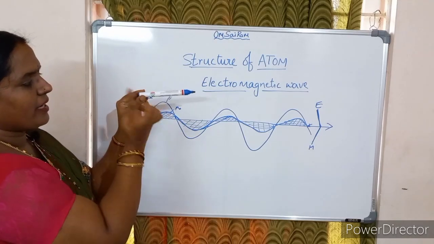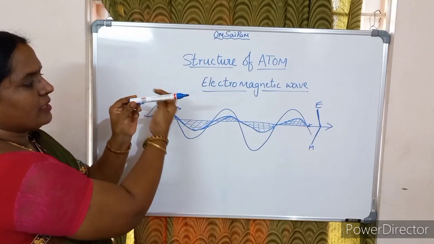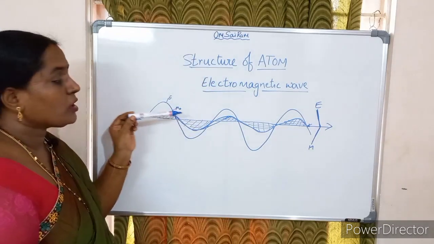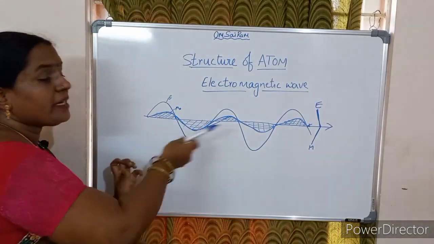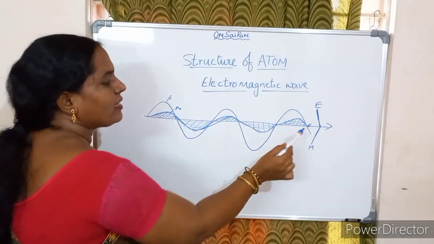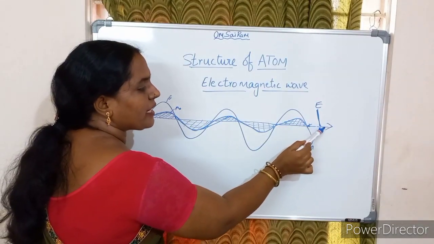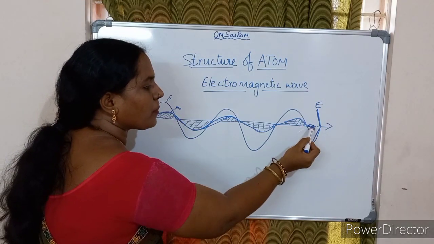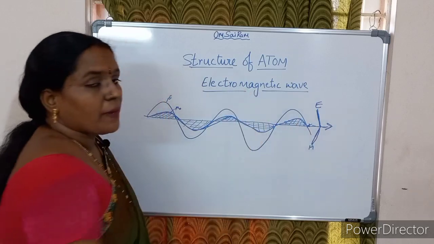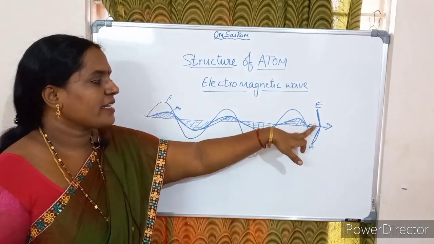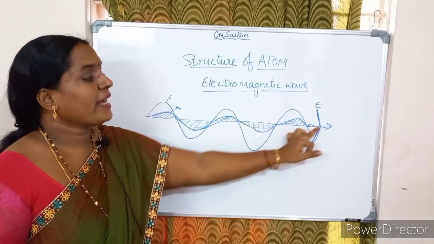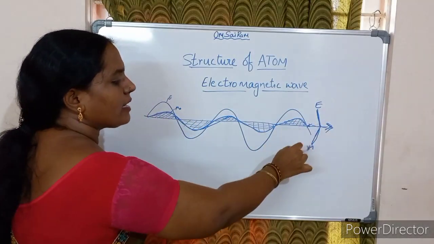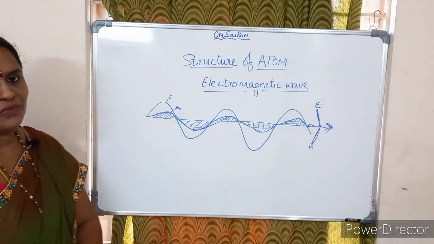Here the electric wave, here the magnetic wave. In this plane the magnetic field, in this plane the electric field. Both are propagating perpendicular to each other, and they are at right angles to the direction of propagation of the wave.